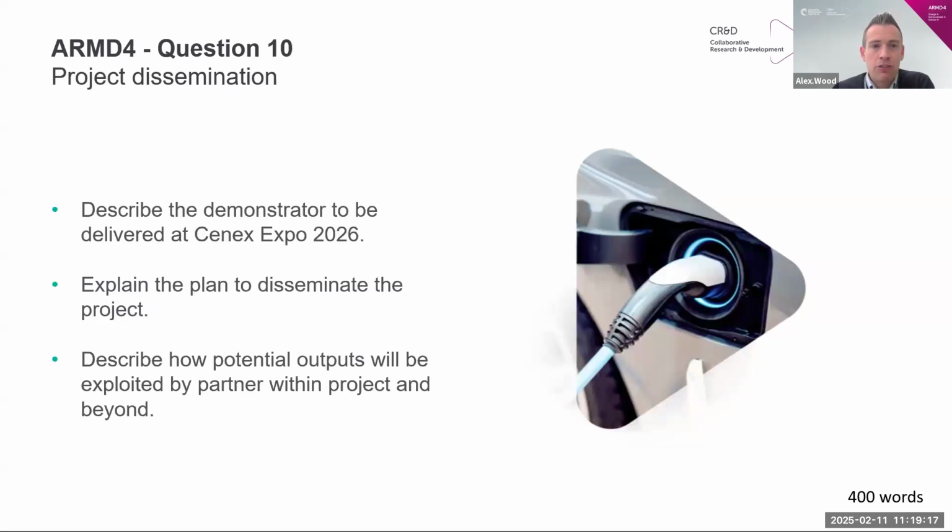Okay, dissemination. You need to be able to deliver a demonstrator at the Cenex Expo Show in 2026. So you need to provide a clear description of what will be delivered and an accurate description of all the aspects of the demonstrator, with clear owners for those. But then, more widely, how will your project plan disseminate the results following successful delivery of the project?